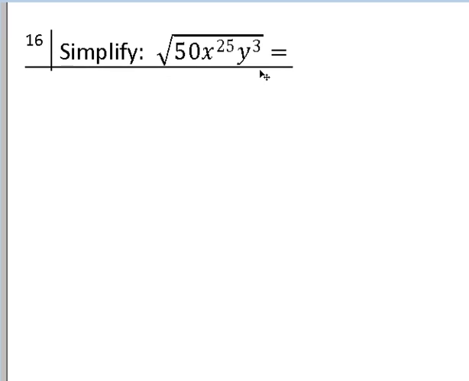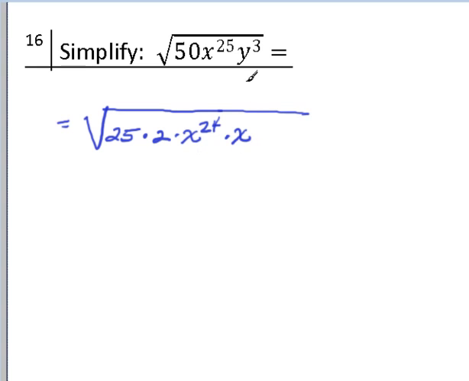Here's number 16. We want to simplify a square root. None of these are perfect squares, so we will be factoring. All right, 50 we factor as 25 times 2. 25 is a perfect square, and then x to the 25, just go down 1 and we have x to the 24. 24 is even, so that's a perfect square, so we factor x to the 25 as x to the 24 times x, and for y cubed also just go down 1 exponent. Y squared is even, so y cubed is y squared times y.